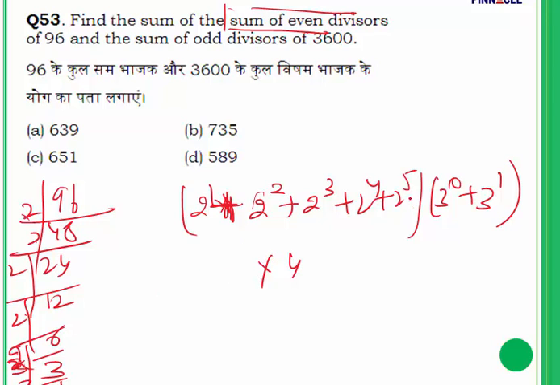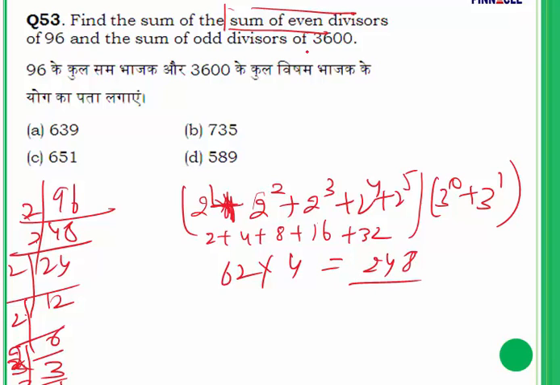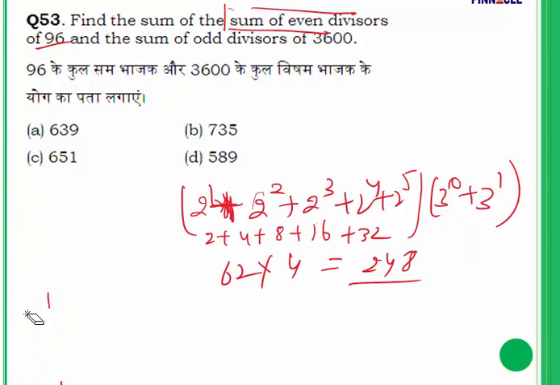4 into the sum of powers of 2: 32 plus 16 plus 8 plus 4 plus 2, that is 62. 62 into 4 is 248. Now we have done 96. Now the next is the sum of odd divisors of 3600. This is odd divisors we have to find. We can write 3600 in this format, and then we will find.